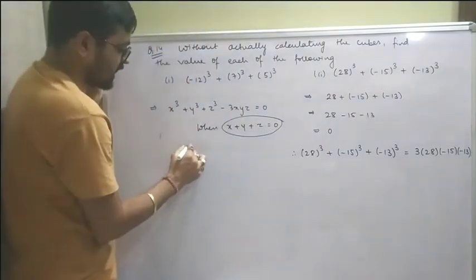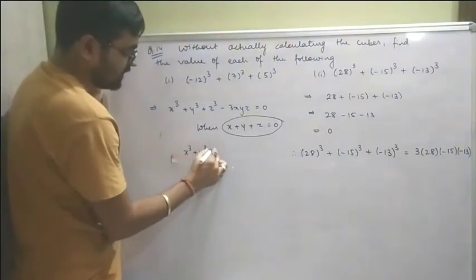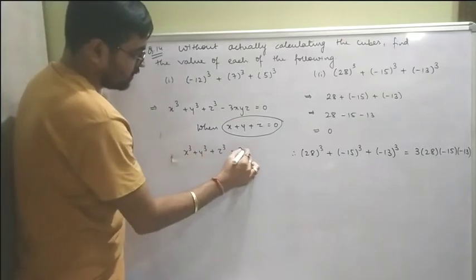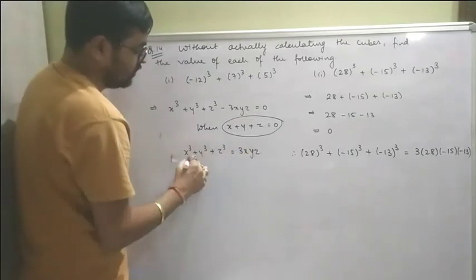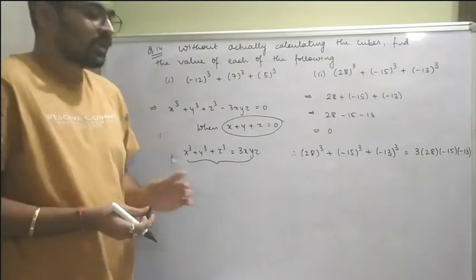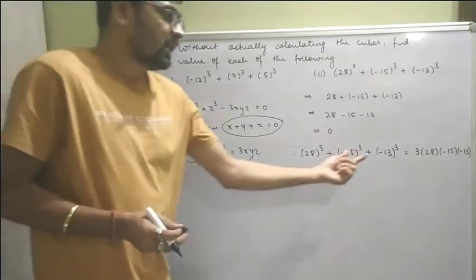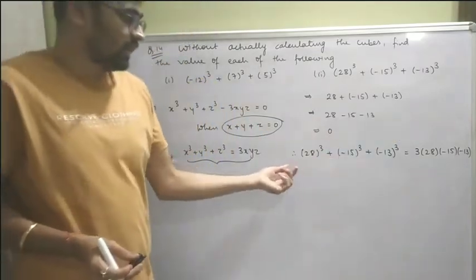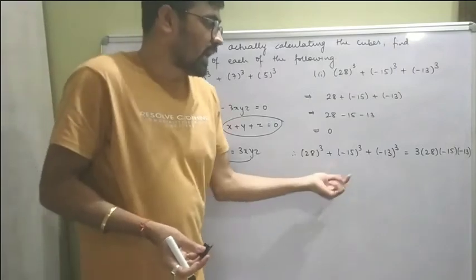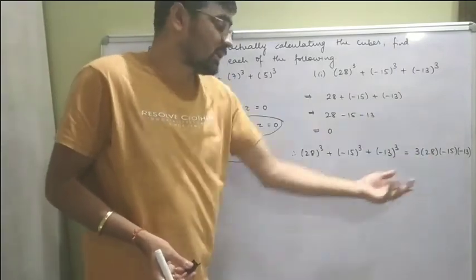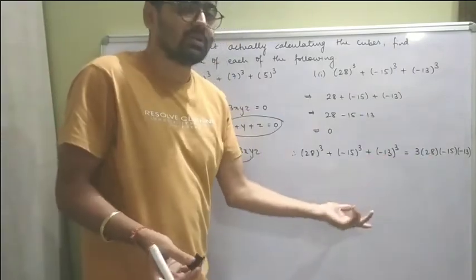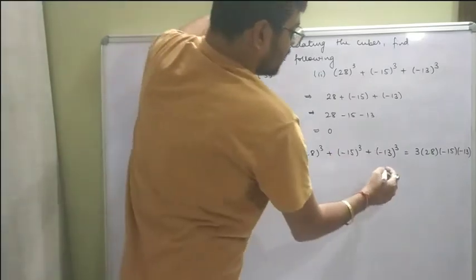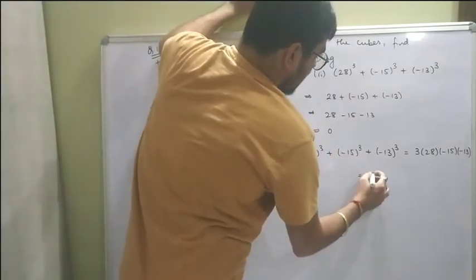इसपे से क्या बन जाएगा? अगर x plus y plus z 0 है तो x cube plus y cube plus z cube is equal to 3xyz. So with the help of this, it can be directly solved. We didn't solve the cubes at all. We directly got it becomes 3 times xyz, x is 28, y is minus 15 and z is minus 13. Just simply take the product of these numbers.